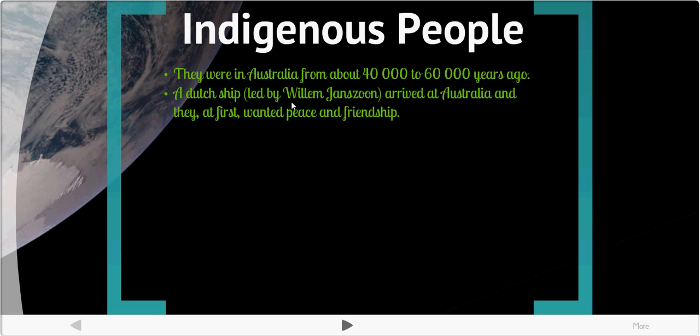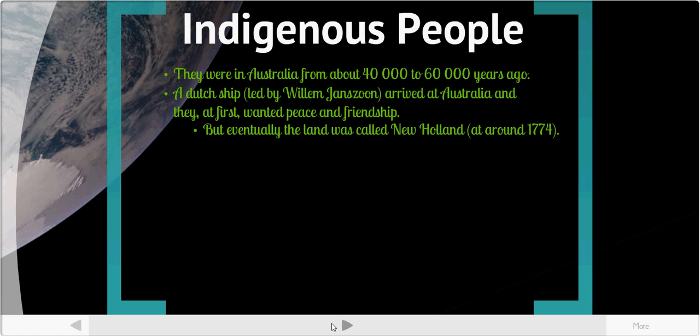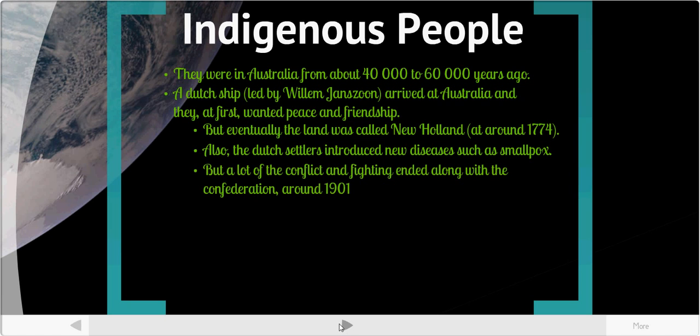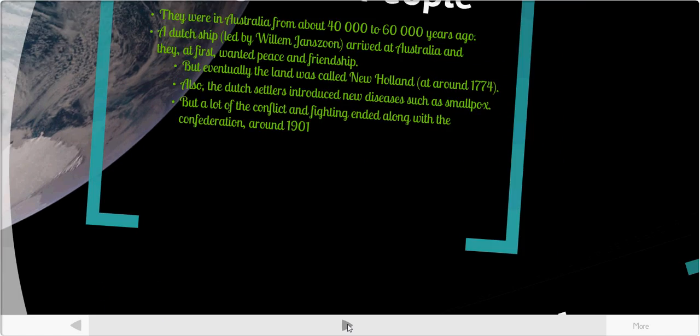A Dutch ship led by Willem Jans Zoon arrived at Australia, and they at first wanted peace and friendship, just like the British did with the North American natives. But eventually they claimed it as New Holland around 1774, and that led to a lot of violence and conflict. And also they introduced many diseases, such as smallpox, which the natives of Australia couldn't handle because their immune systems couldn't recognize it. But then the fighting ended around 1901 when Australia's Confederation happened.